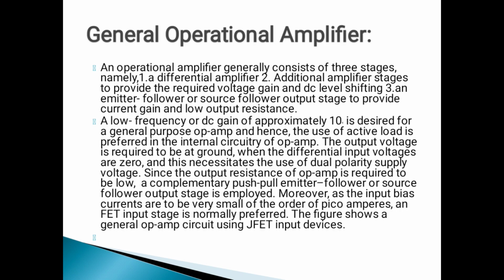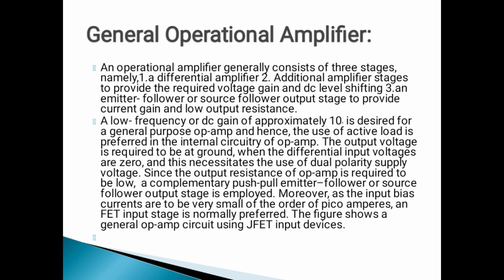output resistance. A low frequency or DC gain of approximately 10^4 is desired for a general purpose op-amp, and hence the use of active load is preferred in the internal circuitry of an op-amp. The output voltage is required to be at ground when the differential input voltage is zero.